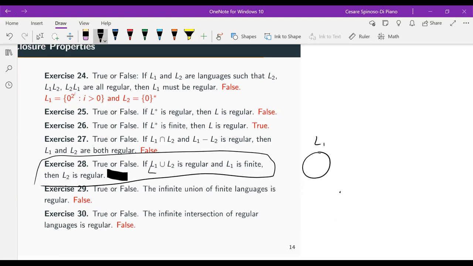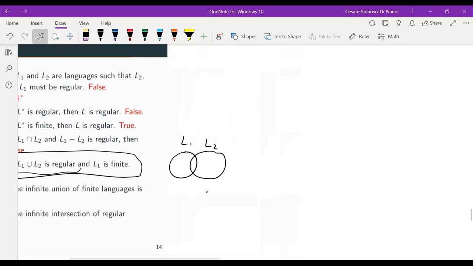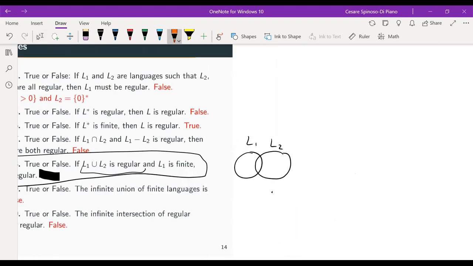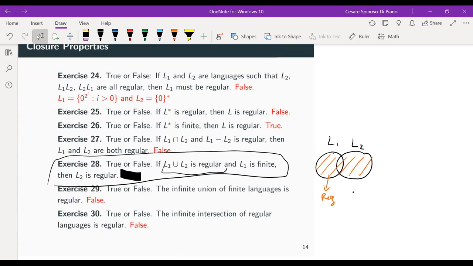So this is saying if L1 union L2 is regular, so imagine you have L1, and then you have L2, and then their union, all of this is regular, right? And then L1 is finite. So all of this is regular, and then this is finite. Okay.